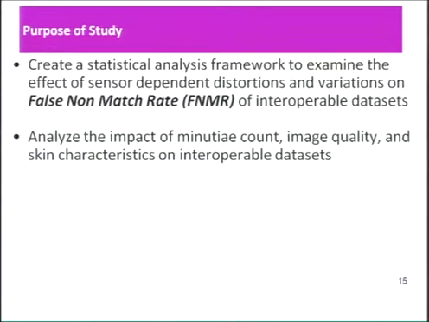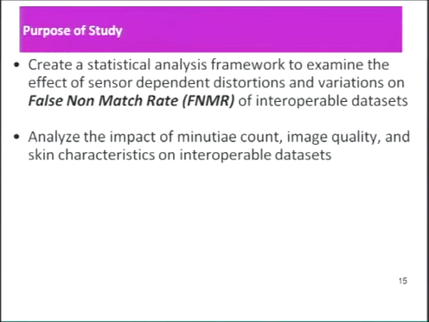So the purpose of the study was to create a statistical analysis framework to examine the effect of these sensor-dependent distortions and variations on the false non-match rate of interoperable datasets. There are numerous metrics that can be used to measure performance of a biometric system. I chose to look at the false non-match rate, which is similar to a verification process. There is another metric called the false match rate, which is the ability of the system to discern imposters from genuine people.